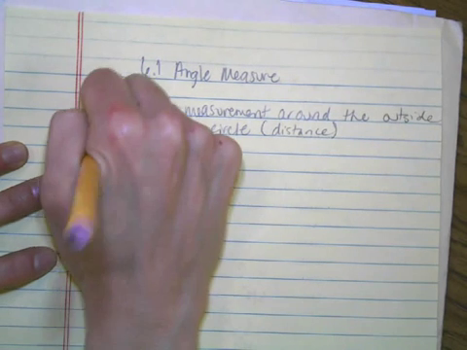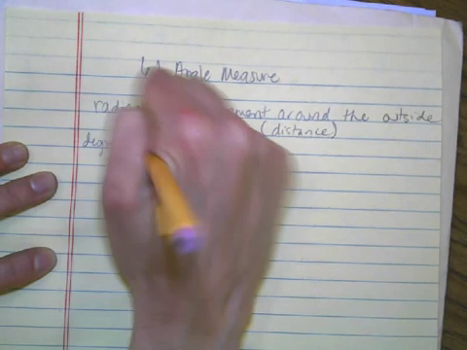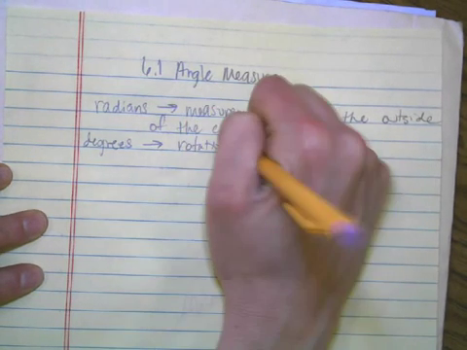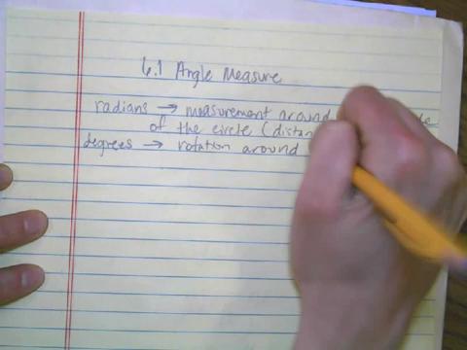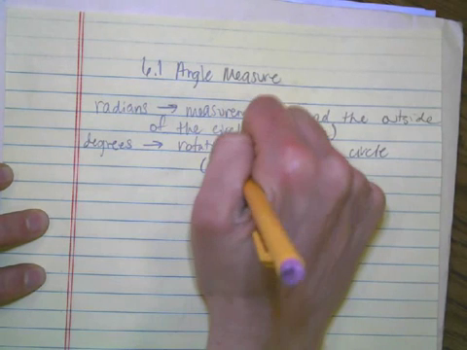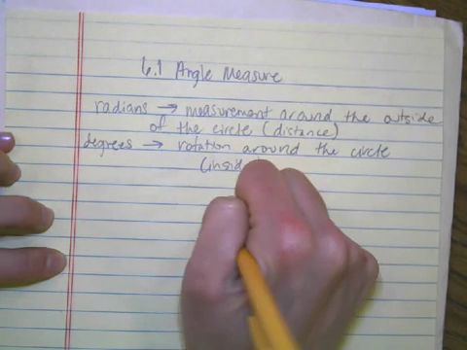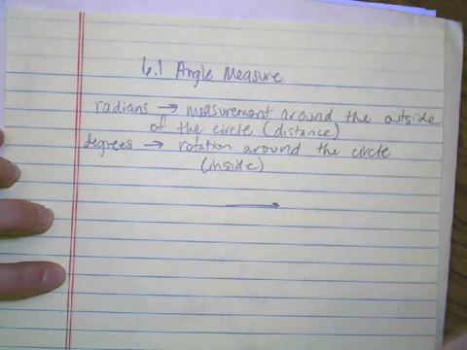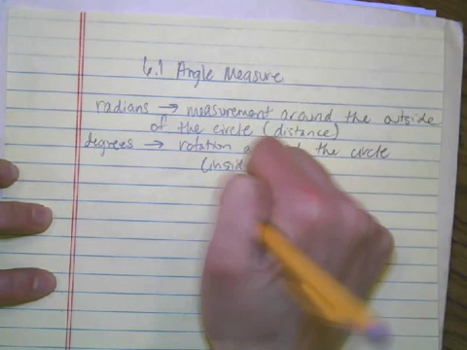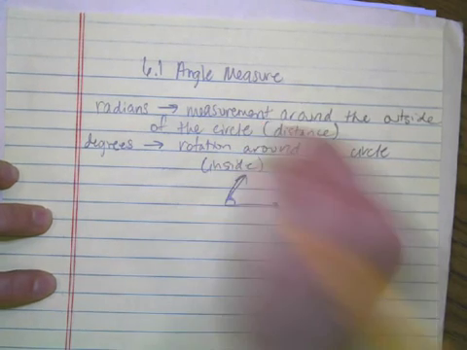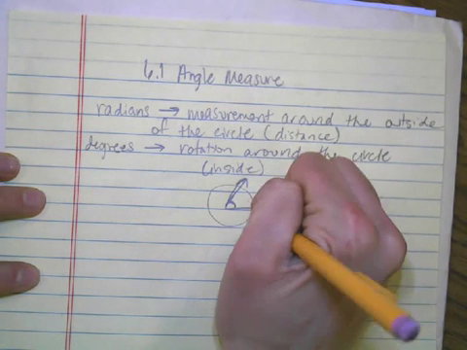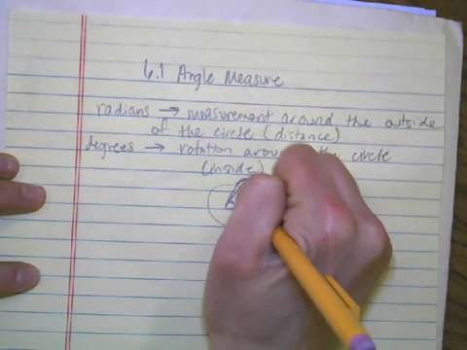Now we're going to talk about degrees. Degrees measures rotation around the circle. So that would be inside. So if we're looking from here, because you always start over here, degrees measures this on the inside. Radians measures this on the outside.